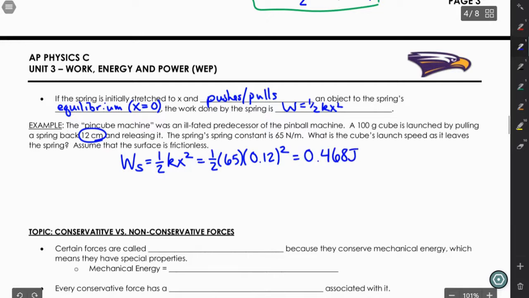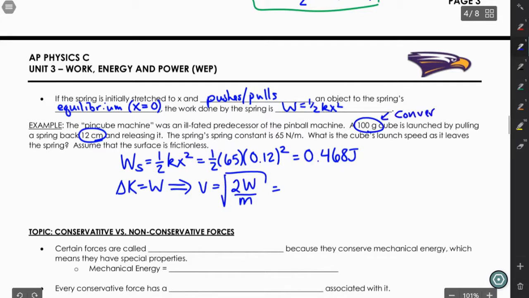And then we go back to our delta K equals W. And so the speed of it coming off the mechanism would be the square root of 2 times the work divided by the mass. Again, convert this mass, so we need to make sure we're converting to meters and kilograms. So it's going to be the square root of 2 times 0.468, which was our work done, divided by 0.100, and we're going to get a speed of 3.05 meters per second.